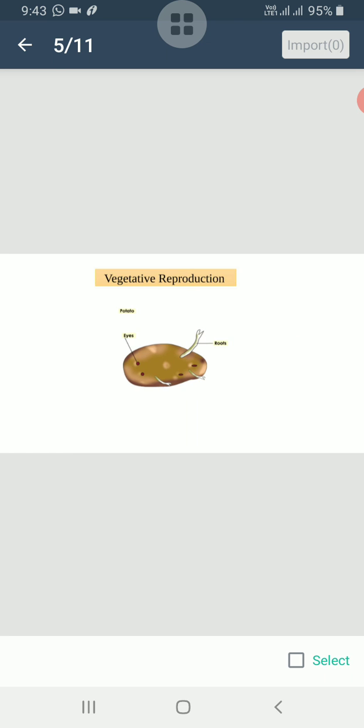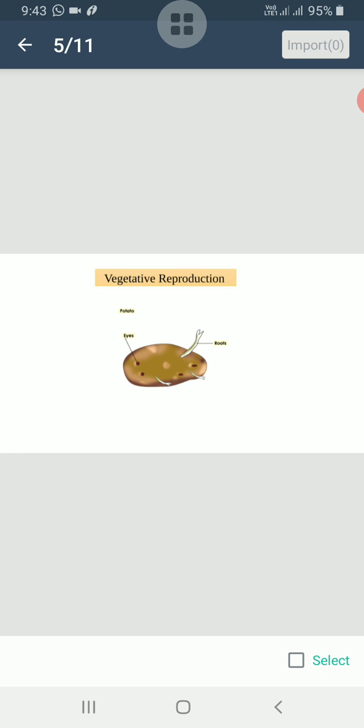Vegetative reproduction is when new plants are produced from the vegetative part of the mother plant, such as root, stem, or leaves, without the help of any reproductive organs. Many plants like strawberry and cacti reproduce by vegetative reproduction.